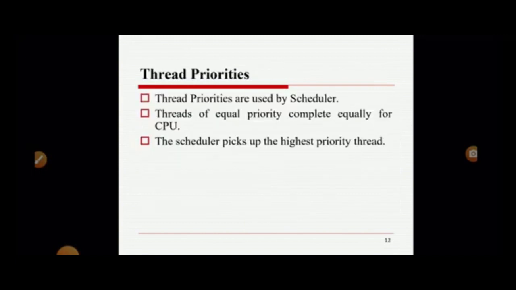Next we are going to discuss thread priority. Thread priorities are used by the scheduler. The scheduler schedules the process to the CPU. Threads of equal priority compete equally for the CPU, so we have to give priority to the process. The scheduler normally picks up the highest priority thread.